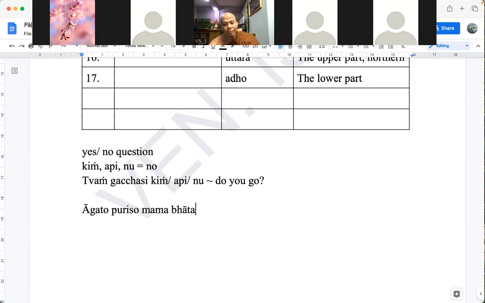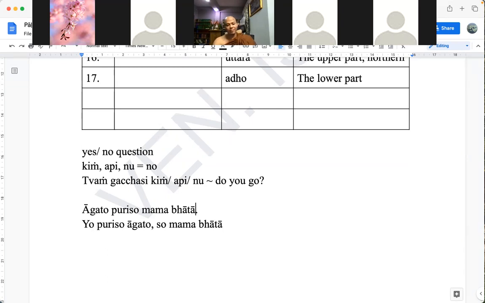For the relative pronoun there, which case will it be, Bante? Is it nominative? Yes. Yo puriso agato so mama bhata. So mama bhata, sorry. Yeah, in this way. Two ways can be used. So that is a two-in-one.